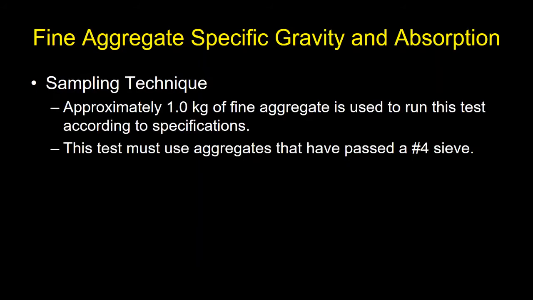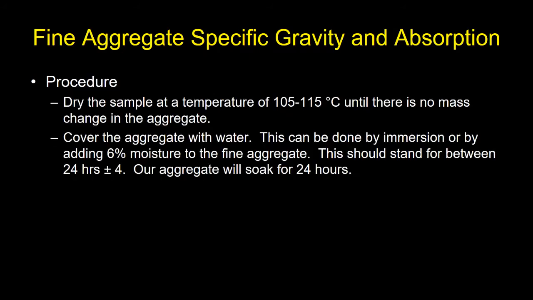So the sampling technique, you take about 1 kilogram of fine aggregate or sand to run in this test. And the test needs to be passing the number 4 sieve. On the prior one, you wanted it to be larger than the number 4 or retained on the number 4. But this, we want it smaller. So the procedure for this one, dry the sample until it's completely dry. Then what you want to do is you want to cover the aggregate with water. You can let it soak for 24 hours again.